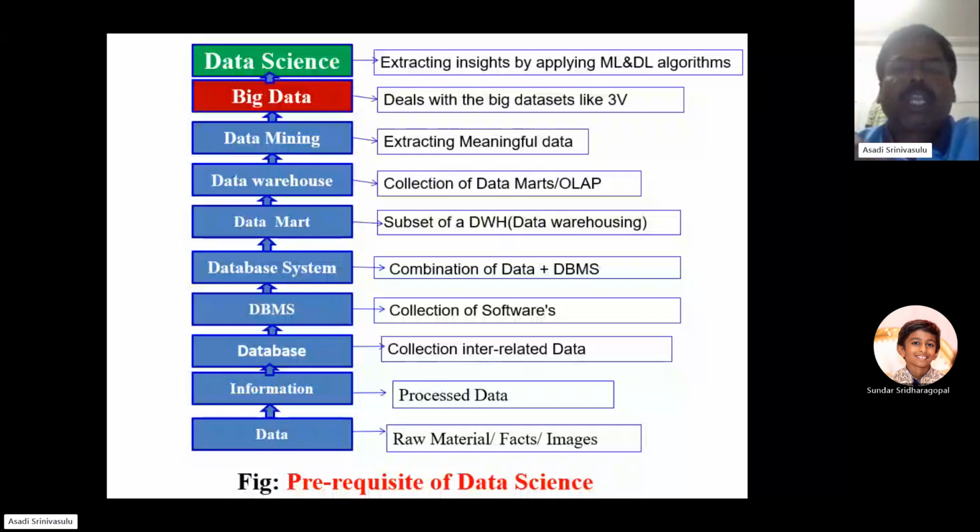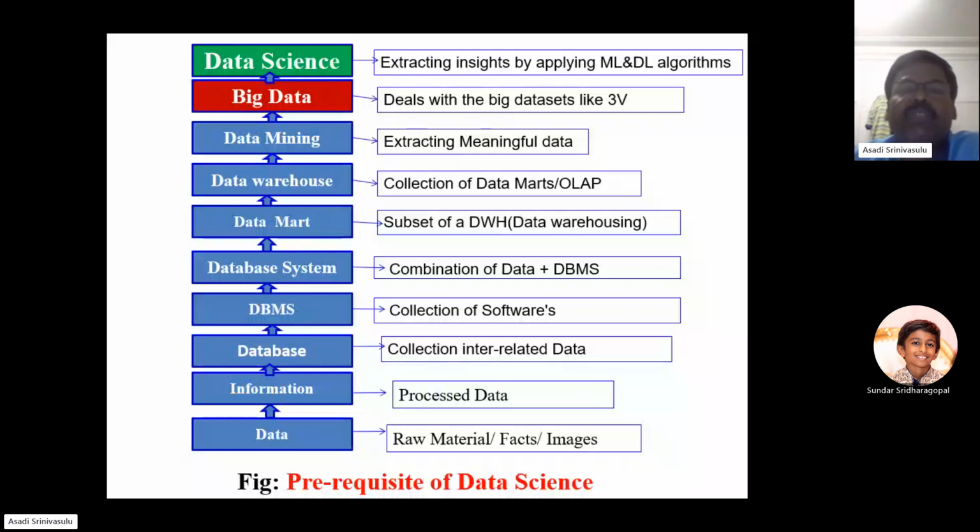Once we are storing a huge volume of data, what do we have to do? We perform the mining concept. That is called extracting meaningful, interesting patterns from the huge volume of data by applying various techniques: classification, clustering, association rule mining, outlier detection. We are applying various techniques under data mining approaches.